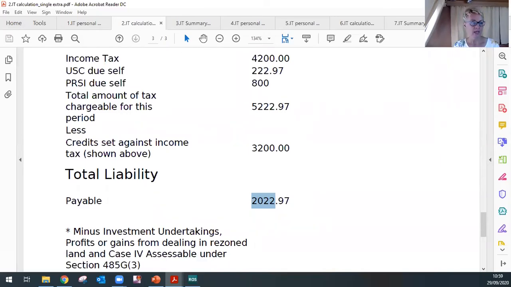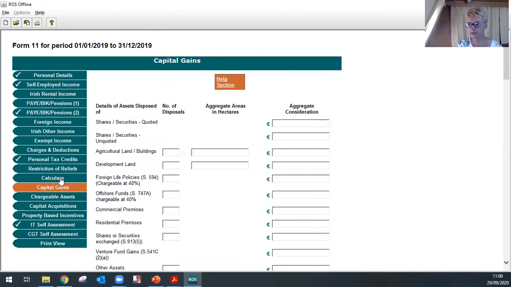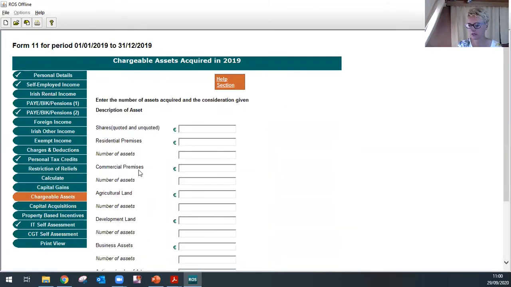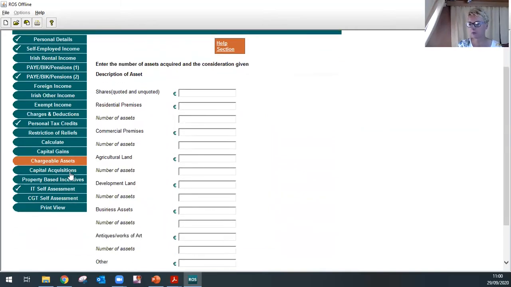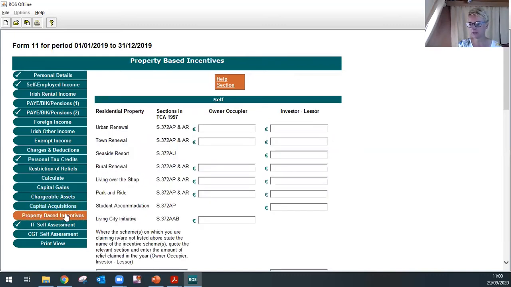All right. Next, we will come back to our ROS application. Just let me pop it on the screen here. So that was the calculate module, this section. Now we move on to, we have a few more left. Capital gains, if you sold a property or chargeable assets, that's again a very particular scenario related to premises. Capital acquisitions, if you acquired any shares or properties, again, property-based incentives. So all these sections relate to if someone owned or traded properties.